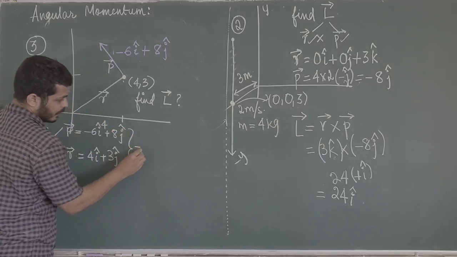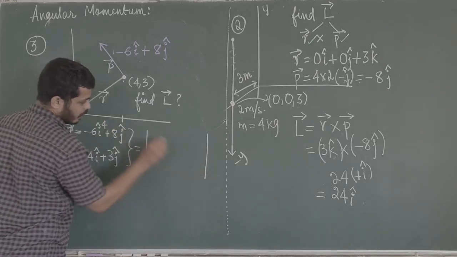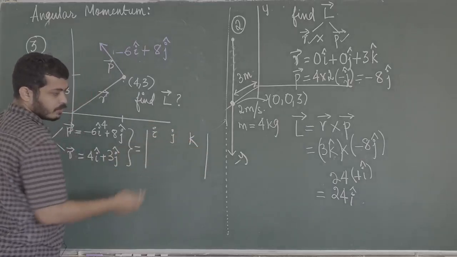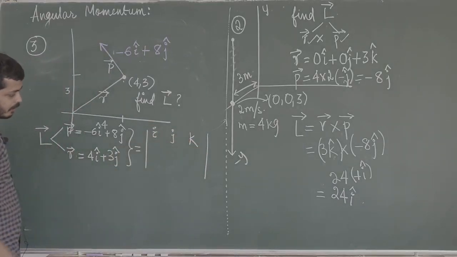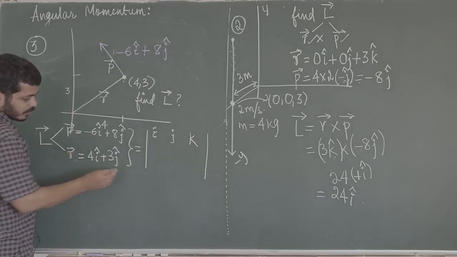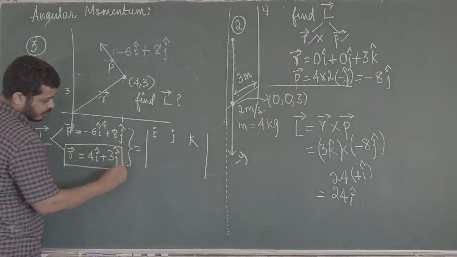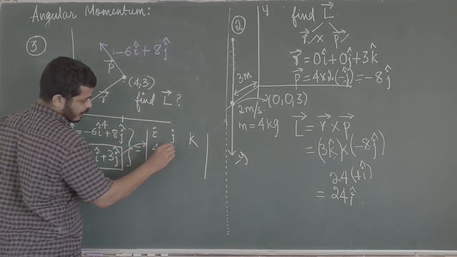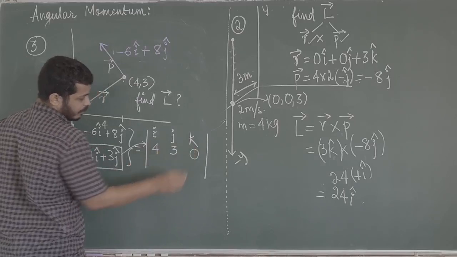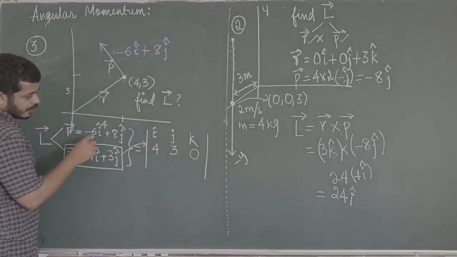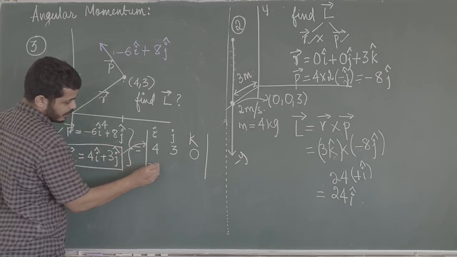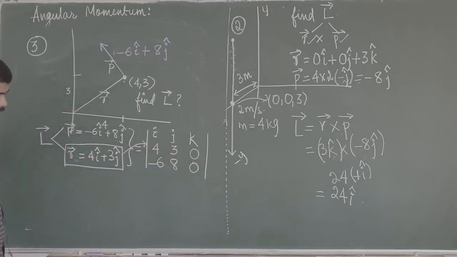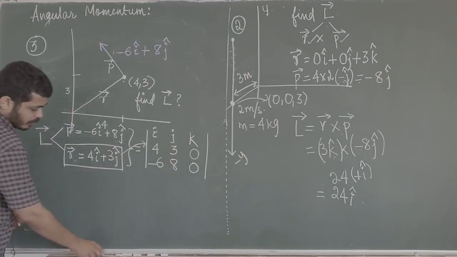Write down this as a matrix. I, J, K. Do you know this way of cross multiplying? You must have studied it in the vectors chapter. So you put R vector first. This one is your first vector. Always put R first. So 4i plus 3j, which automatically means 0k. Then 6i, 8j, 0k. Done. Now you start calculating the cross product.